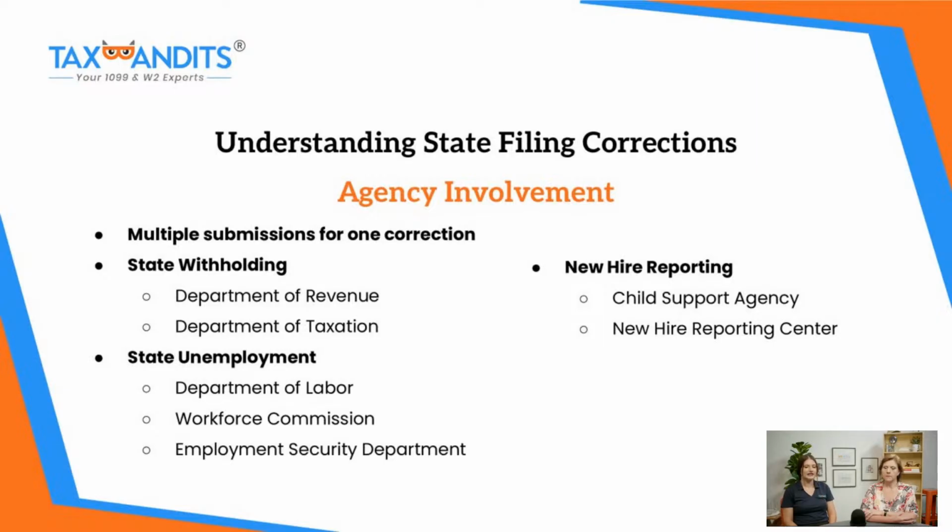And then new hire reporting could be managed by a child support agency or a designated new hire reporting center. I've noticed with most new hire reporting, they have their own designated reporting center. So even within the same state, a single payroll error could require actions across multiple agencies. Yeah, exactly. That's important to remember. So correcting an employee's payroll information may require one submission for state withholding and a separate submission for the unemployment insurance, and same for new hire reporting. That's good to know.